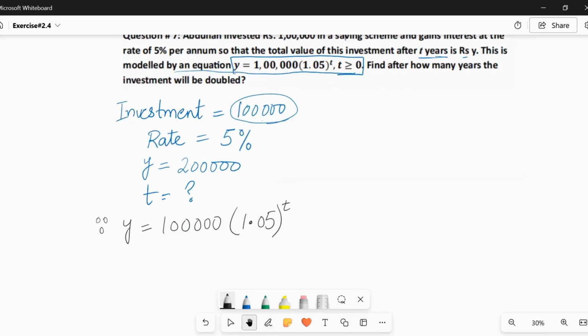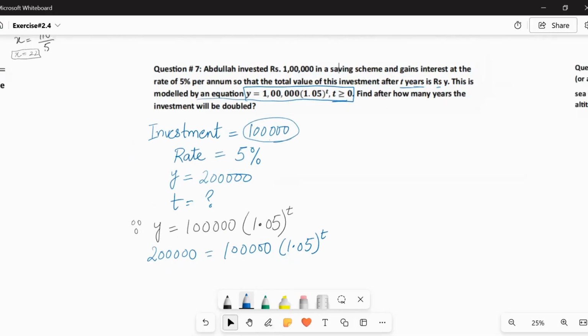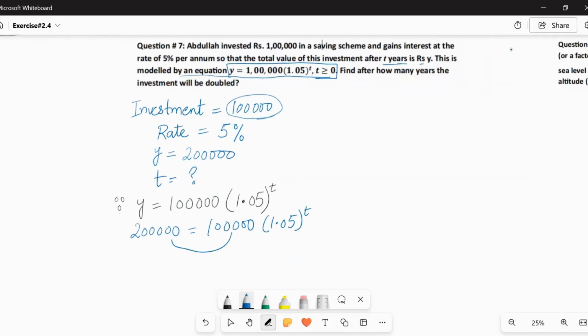And first of all, let's just substitute what we have. Like in place of y we can substitute 200,000, right? So just substitute 200,000 in place of y, and the right hand side will remain as it is. Now see what we can do. We shift 100,000 to the left hand side, so it will divide 200,000, and on the right hand side we are left with 1.05 power t, right?